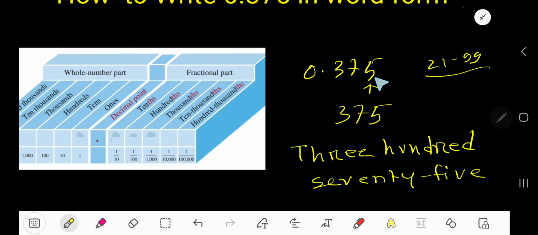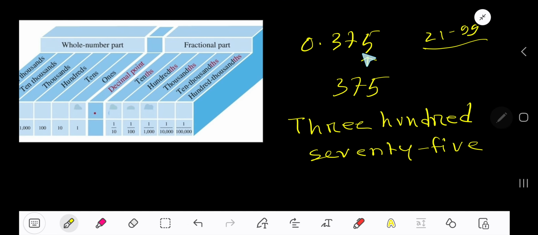Now the last digit is in which column? Last digit is in, this is the tenths column, this is hundredths, this is thousandths. So write the place value column name of the last digit: 375 thousandths. The suffix -ths is common for the columns after the decimal.